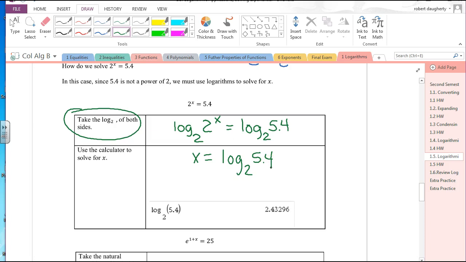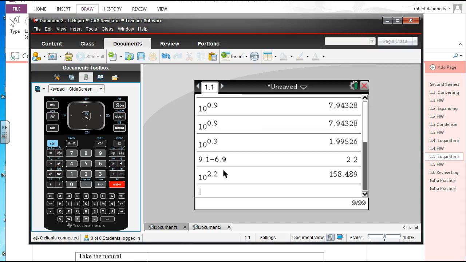Does anybody know off the top of their head what the log base 2 of 5.4 is? How do you think we'll figure that out? That's where we use our calculator. So that is my exact answer: x equal the log base 2 of 5.4. When I was working the review, I'm okay if you get there. That's the exact answer, but I want you to also have the skill of doing this on your calculator. Log base 2 of 5.4.